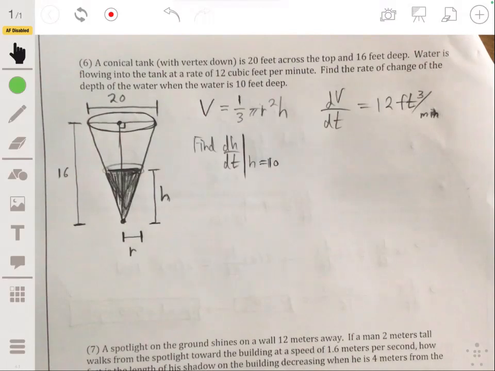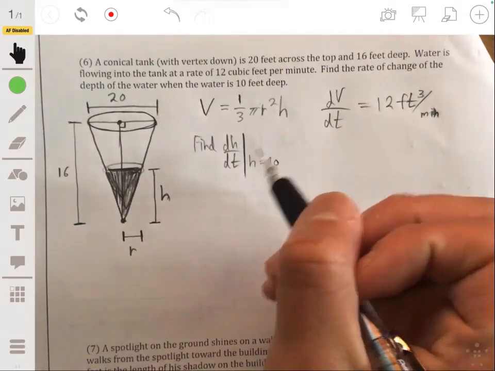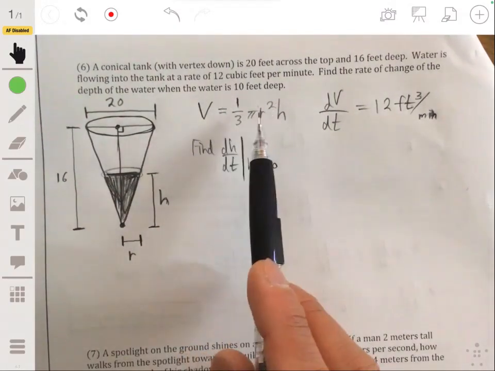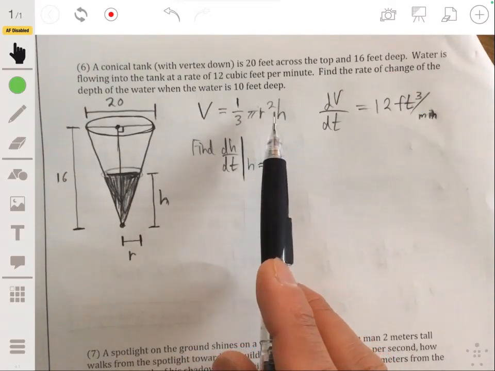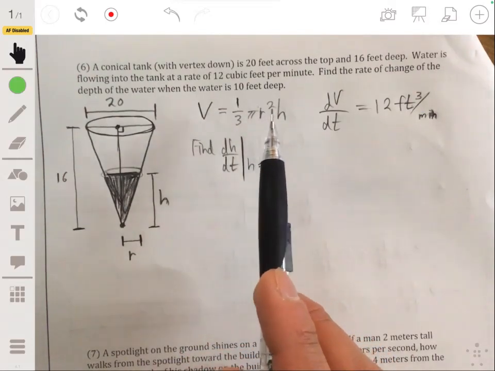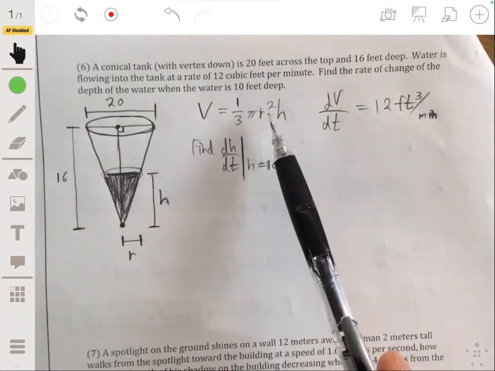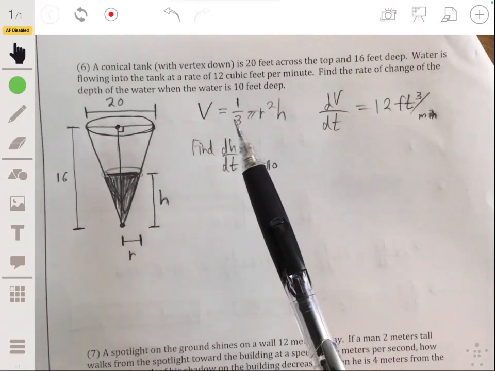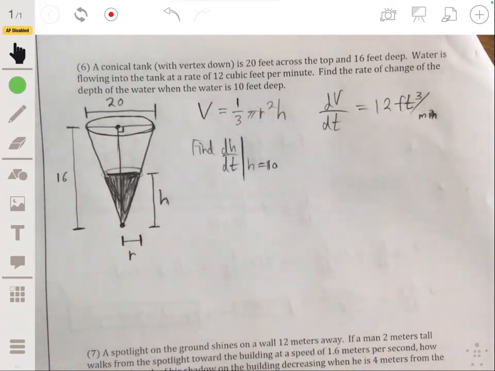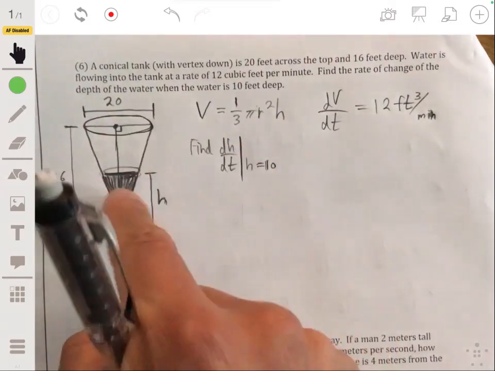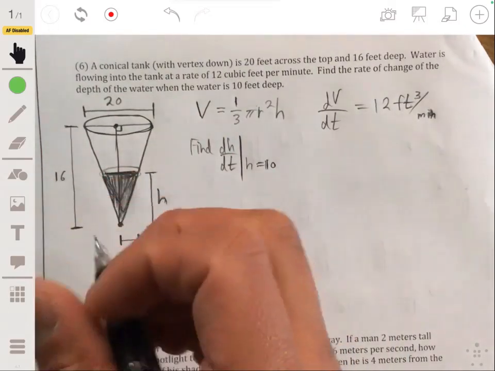Okay, so what we have to do is relate our variables h and r so that we can rewrite this equation in terms of just h. Because right now we can't solve for it if we have two different variables that we're going to differentiate, because we're not given enough information. So what we can do is, we'll be a little clever here. So this shaded portion, let's go over here.